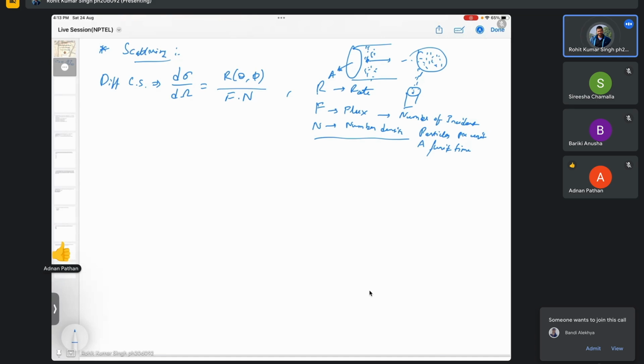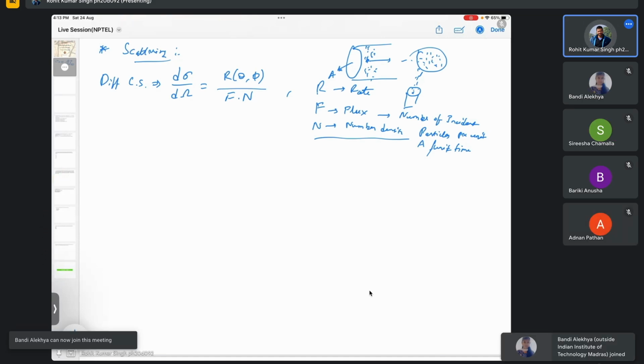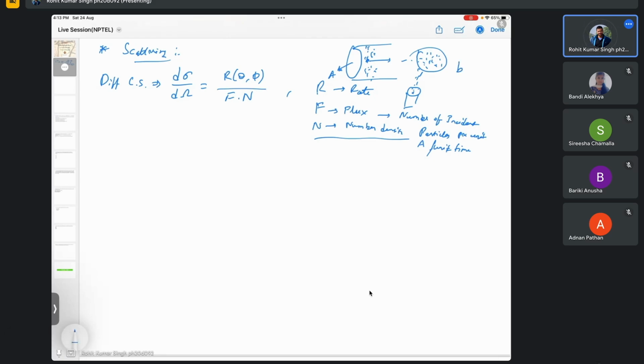And then you have the concept of the impact parameter. B is the distance from the center of this sphere to the position where the colliding particle hits. So this distance will be your impact parameter. But the impact parameter doesn't come into the picture here for the differential cross section.